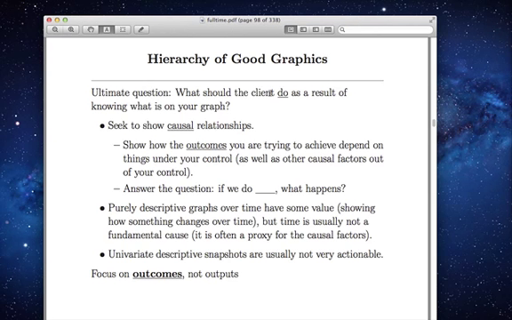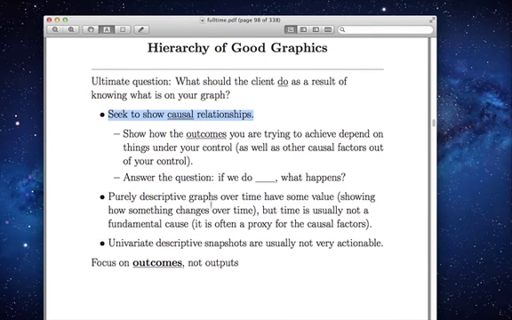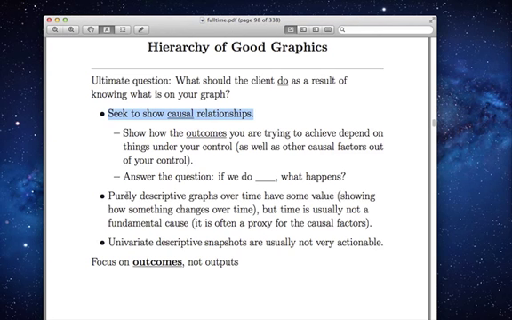Right? And if the answer to that question is, no, the graph doesn't tell me to do anything, it's probably a pretty boring graph. So here's my hierarchy. Above all else, seek to show causal relationships. The theme of this lecture, one of the headlines is, show how the outcomes you're trying to achieve depend on the things that are under your control. All right. Purely descriptive graphs have some value, perhaps, if you can tell a story around them. Usually not as interesting as a causal graph.